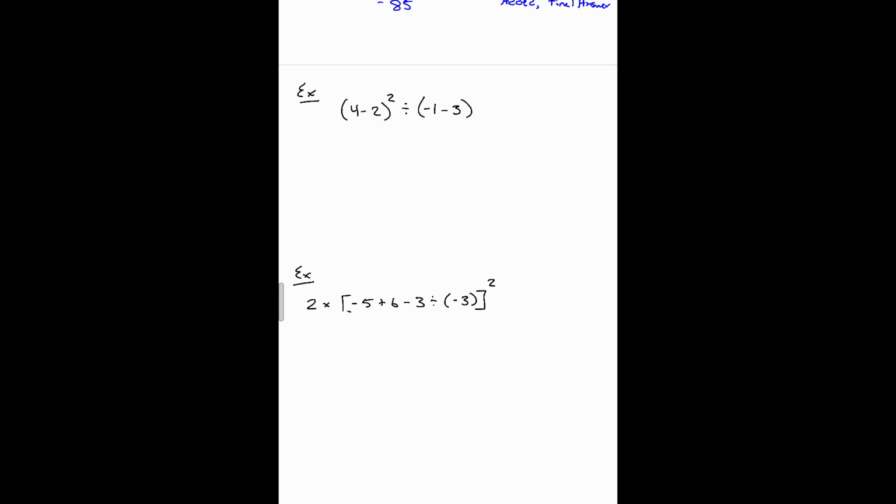So, in this problem here, we have to simplify the stuff inside the parentheses. Okay, and then we can take care of the exponents and all that stuff. So we have 4 minus 2, which would give us a 2 inside of this parentheses. And then we have a negative 1 minus 3, which would give us a negative 4 inside of that parentheses. So we simplified all of the stuff inside the parentheses. Now we can move on to the exponents. So we have 2 times 2, or 2 squared, which is 4. And then everything else comes on down.